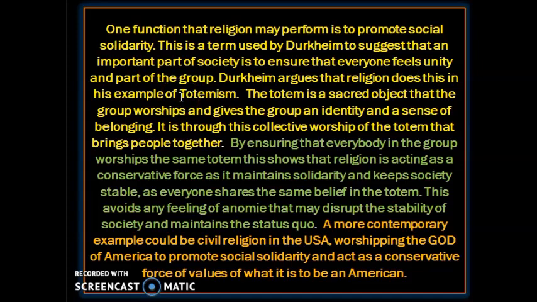So now we're applying an example of a religion to explain what this function is. So what is totemism? The totem is a sacred object that the group worships, and it gives the group an identity and a sense of belonging. And it's through this collective worship that brings people together. So we've just explained the function of religion, we've explained what it means by social solidarity, and we've backed it up with an example of totemism.